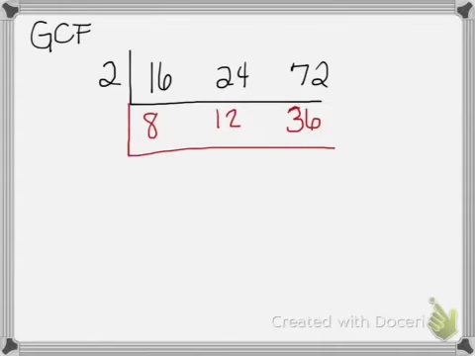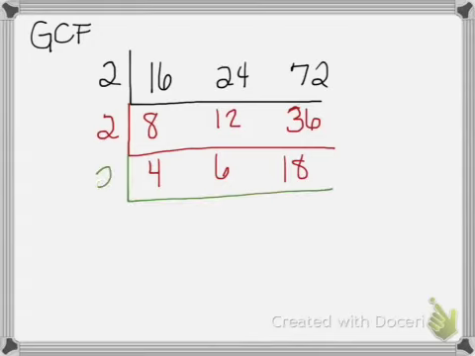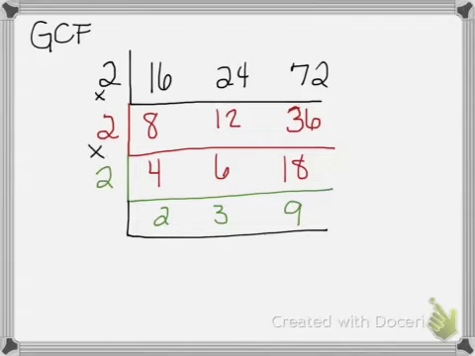Okay, let's draw our L. These are all even numbers, so I can divide them again by the prime factor 2. 8 divided by 2 gives me 4. 12 divided by 2 gives me 6, and 36 divided by 2 gives me 18. Okay, let's look at these numbers. 4, 6, and 18, they're all even. I'm going to divide them by 2 again. 4 divided by 2 is 2, 6 divided by 2 is 3, and 18 divided by 2 is 9. I am now at a point where my numbers share no common factors anymore, so I'm done. So my GCF is going to be 2 times 2 times 2, which is 8.